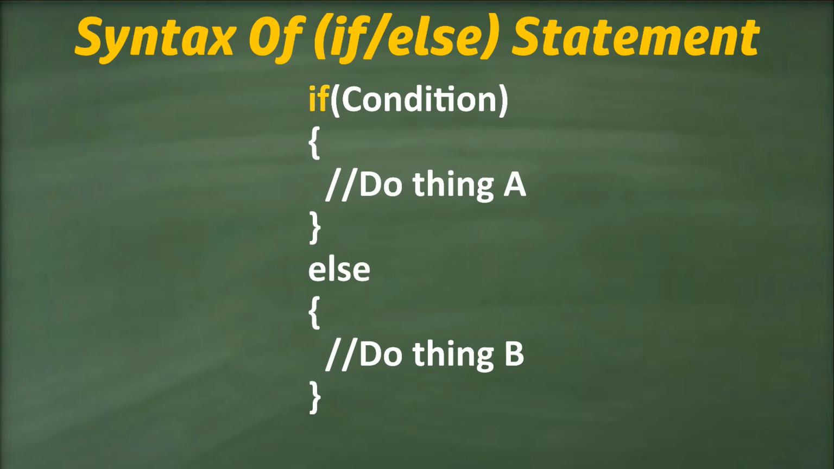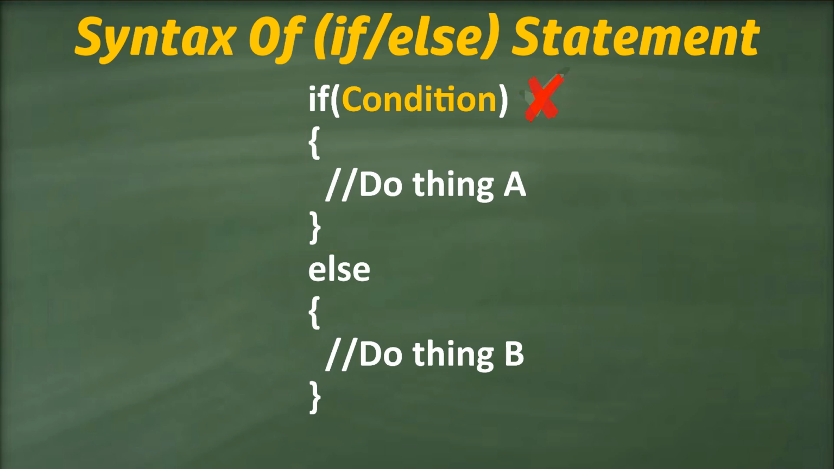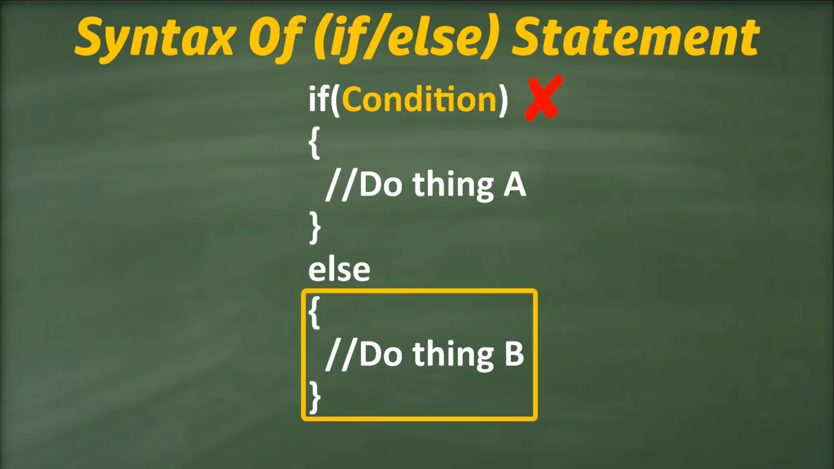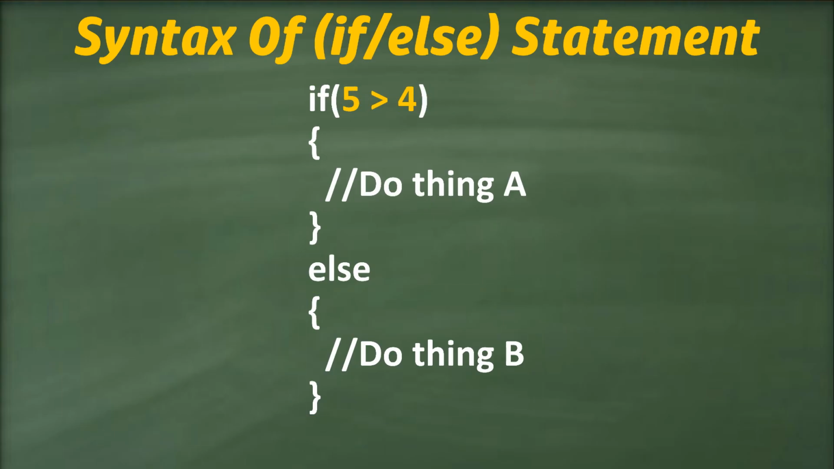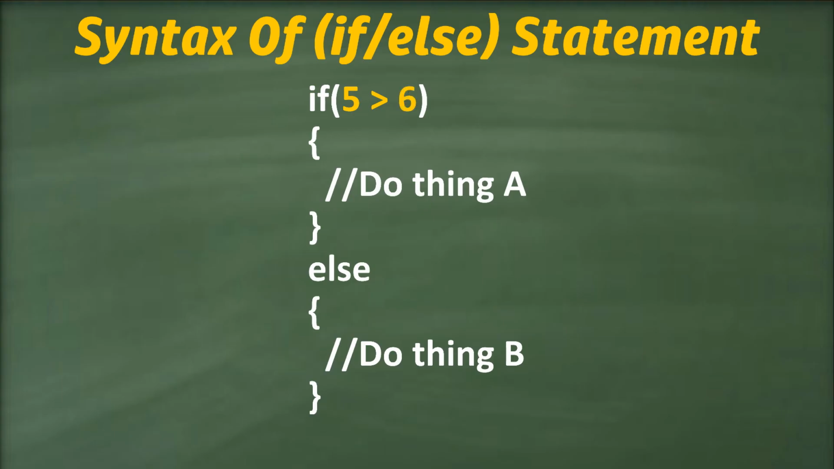It begins with the if keyword. Within parentheses, we specify the condition we want to evaluate. If the condition is true, the code within the curly braces following the if statement executes. Conversely, if the condition is false, the code within the else block executes. For example, if we check if 5 is greater than 4, which is true, so the code in the if block will execute. However, if our condition checks whether 5 is greater than 6, which is false, then the code in the else block will be executed.